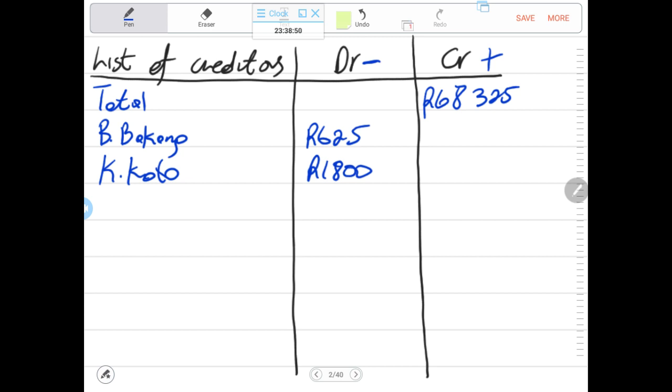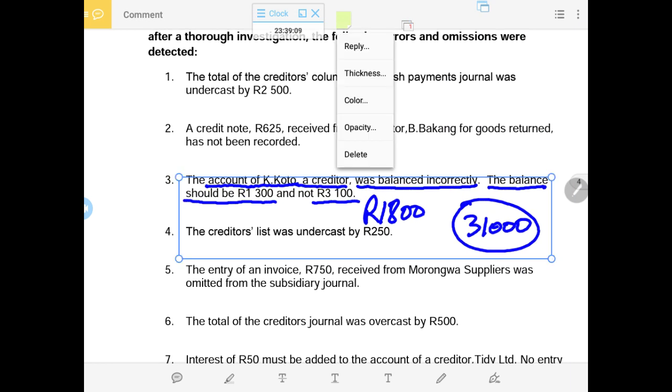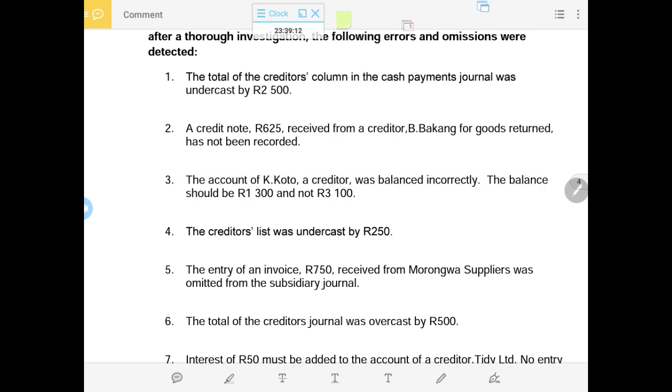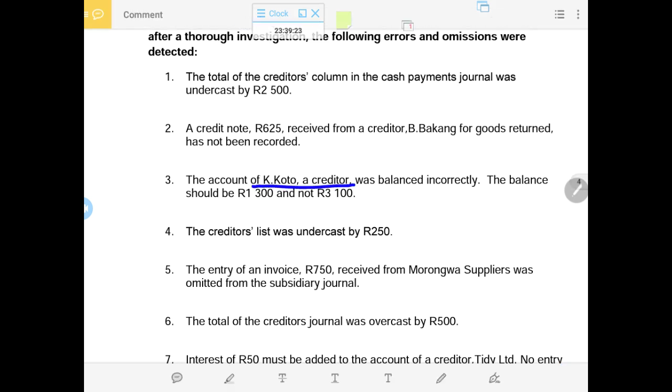Remember, they recorded the balance on the credit side because the balance of a creditor is always on the credit side. So the balance on the credit side of this creditor was overstated by 1,800. In other terms, we can also use that terminology: it was overstated by 1,800. Hence, they recorded 3,100 instead of 1,300. So this was the balance of a specific creditor, K. Koto.